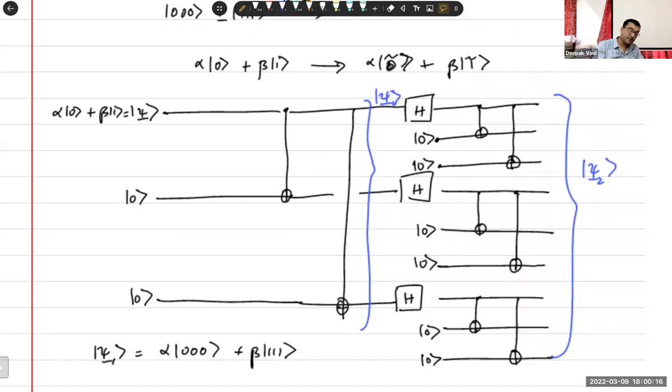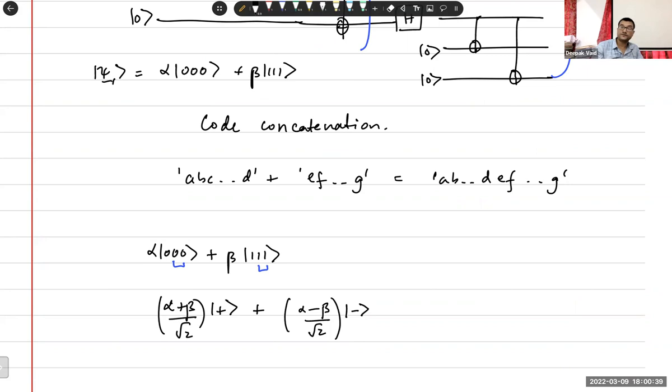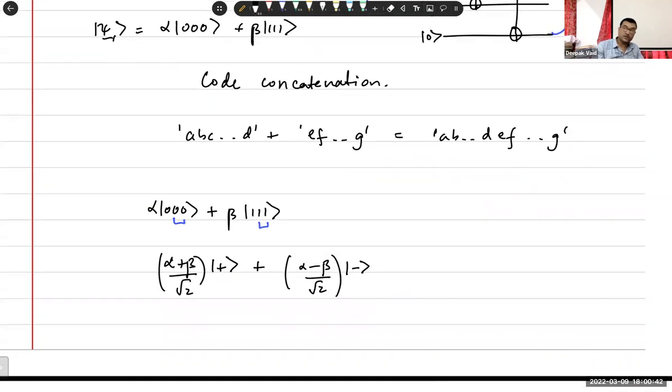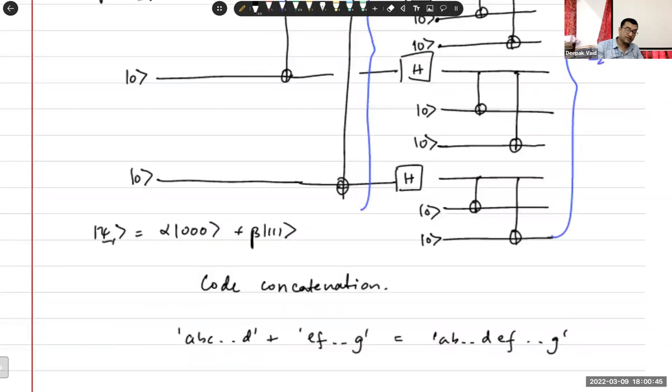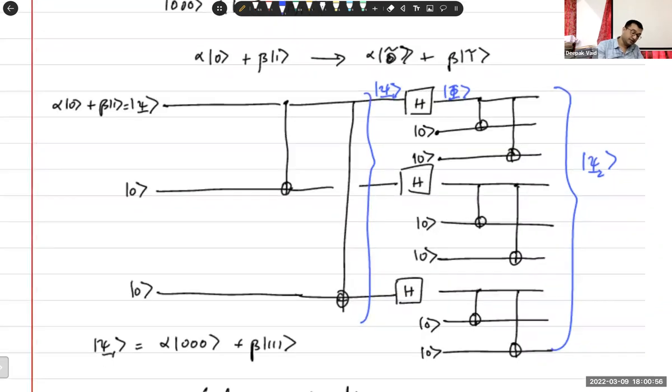And so what will be the effect of this? If you apply the Hadamard, you'll go from alpha and beta to the Hadamard basis, right? And now what I'm doing is I'm working only with the first qubit. I put the second and third qubit in hibernation, right? And then after this, Hadamard is applied. So let me call this state something else over here. Let me call it phi. This state is phi.